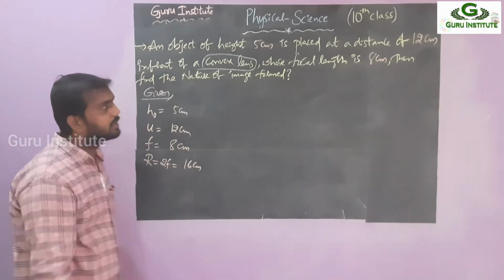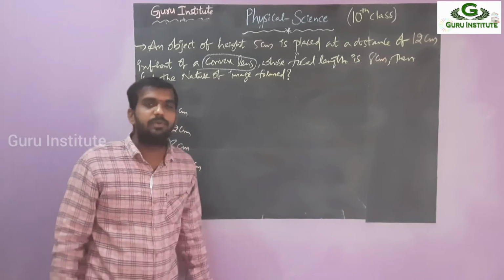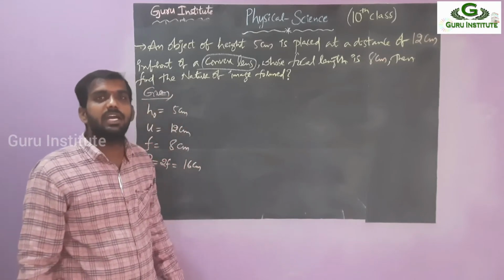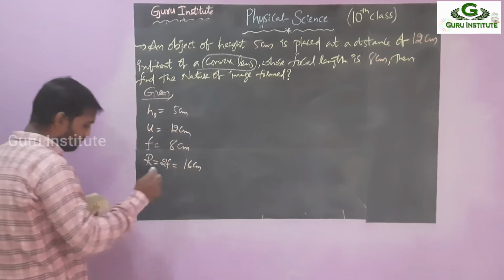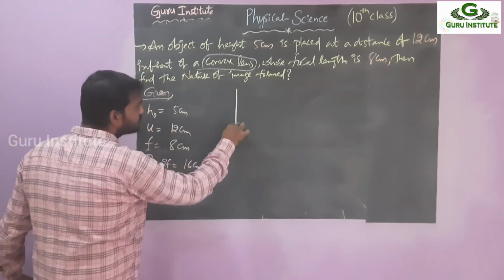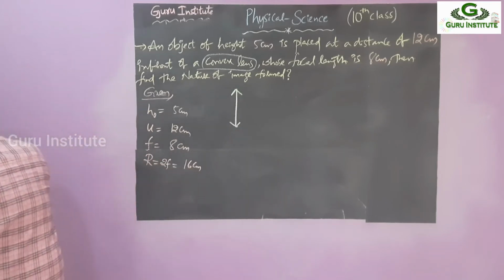So 12 centimeter means it is in between F and C. What is the result when the object is between F and C? The image is found beyond the C. So we have to draw the rough diagram for this. A small rough diagram. This is the convex lens.